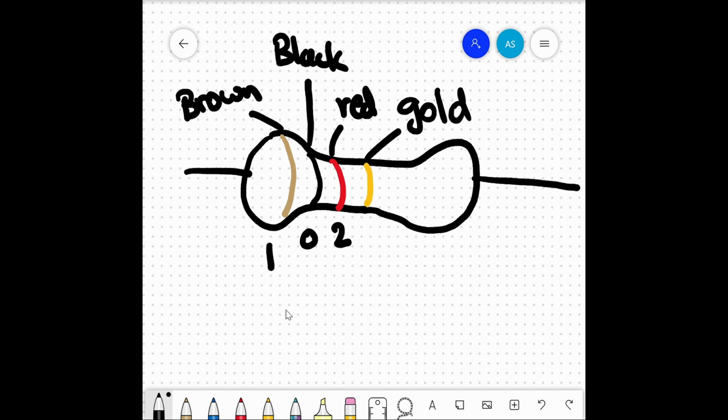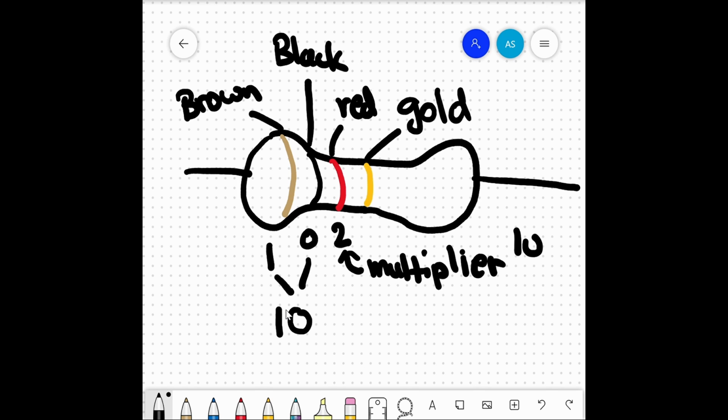The first 2 stripes represent the first 2 digits of the number. So the number will start off with 1 and then 0. And then the 3rd stripe here is called the multiplier. You can think of it as the number of zeros that can be added to the end of the number. So basically it will be 10 to the power of 2 multiplied. So in this case, the resistance would be 1000 ohms or 1 kilo ohms. Both are of the same value.